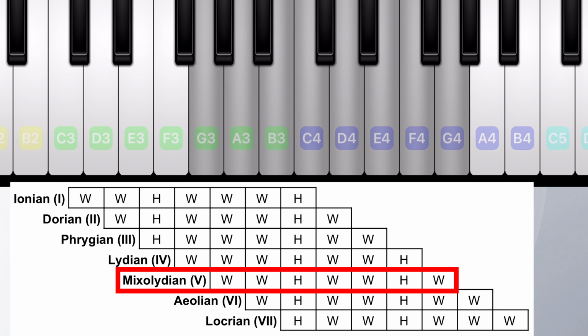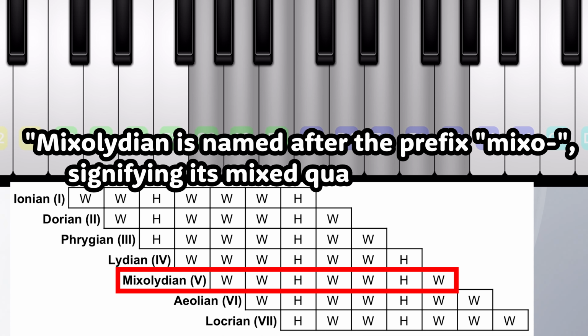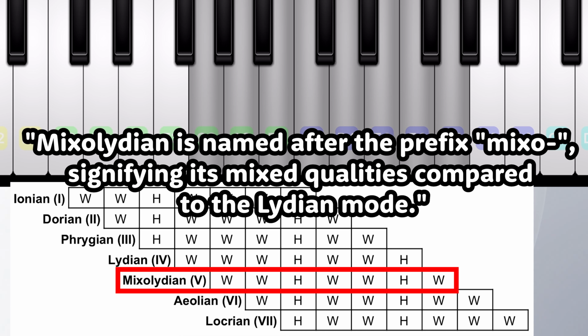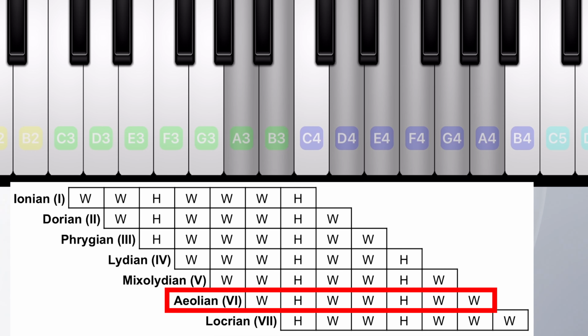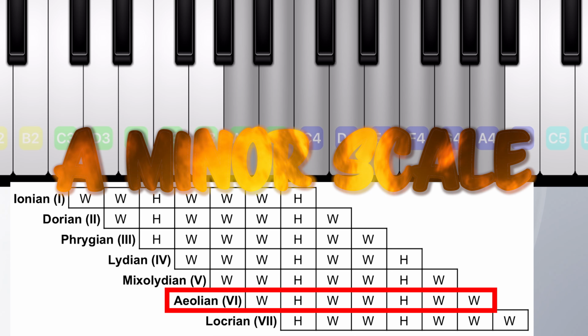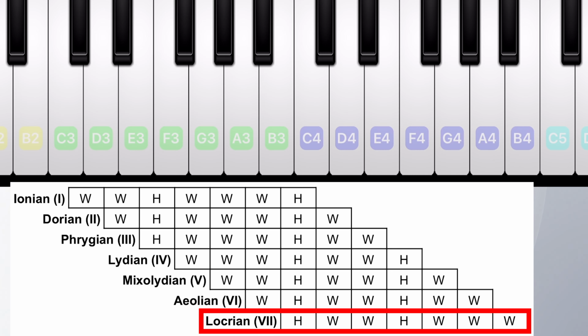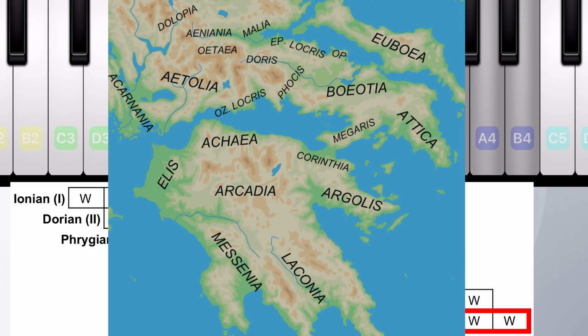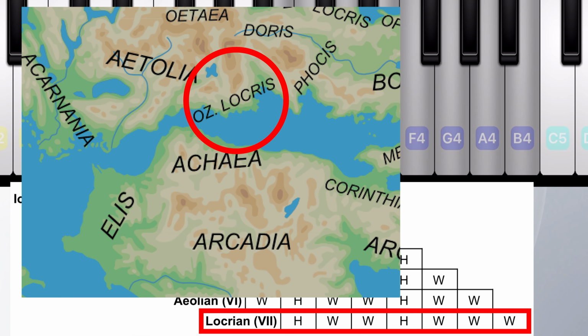Mixolydian gets its name from the prefix mixo, meaning mixed. This term is used because it shares some similarities with the Lydian mode. Aeolian, named after the region of Aeolia. Aeolian mode is the same as a minor scale. And lastly, Locrian, named after the region of Locris. So these are the modes.